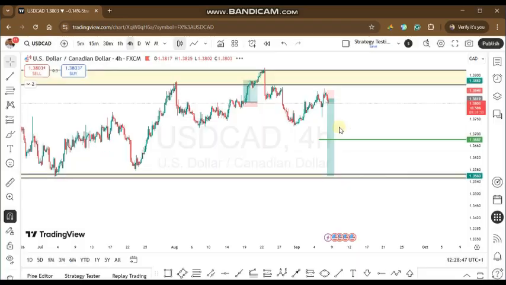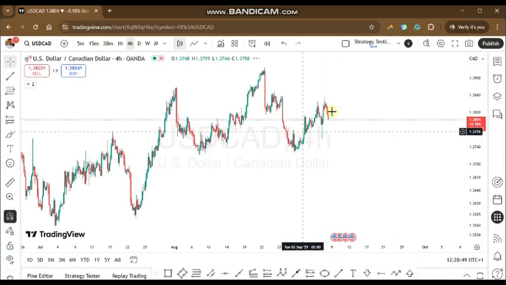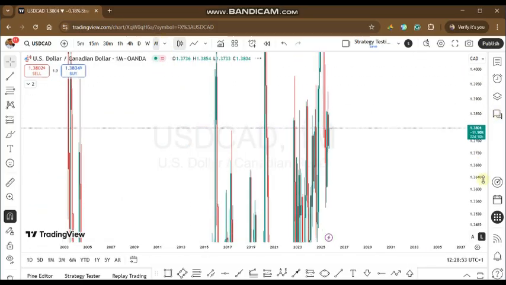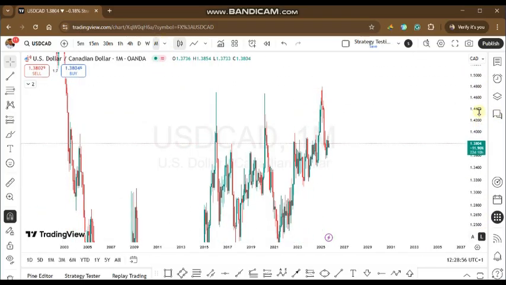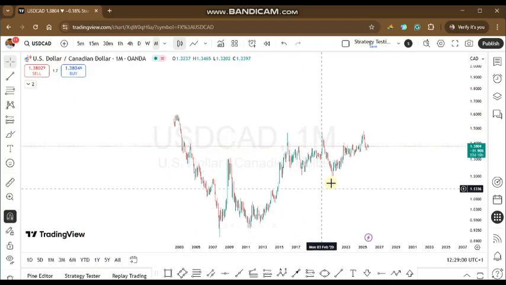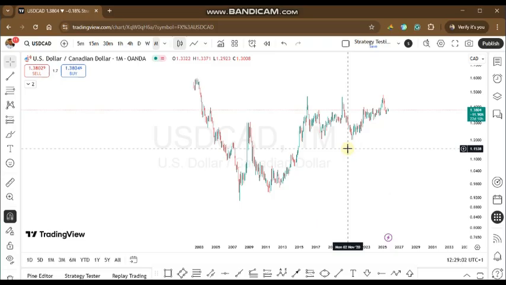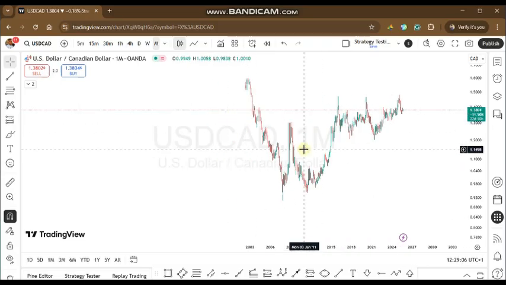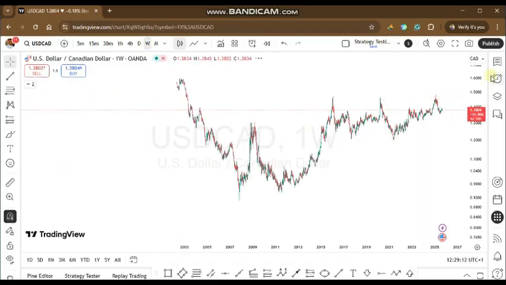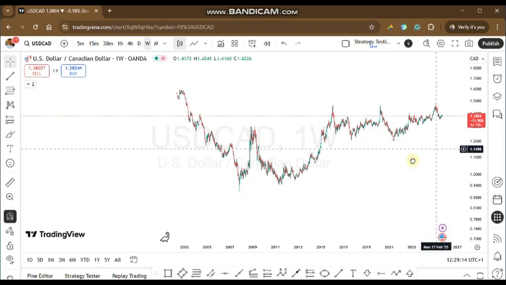So how I analyze this, I start from the monthly time frame, as you guys know. What I do on the monthly time frame is just to see the flow of the market, the direction. Once I can see the flow of the market, sometimes I draw my key levels on the monthly or weekly time frame. In this case, since I've seen the direction of the market, I'm going to come to the weekly time frame to plot out my key levels.